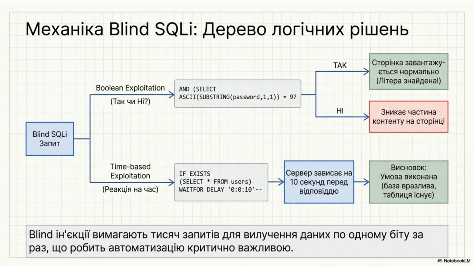Blind SQL injection relies on logical decision trees. Boolean exploitation analyzes content changes based on true or false conditions, while time-based exploitation measures server delays. These methods often require thousands of requests, making automation essential for the attacker.